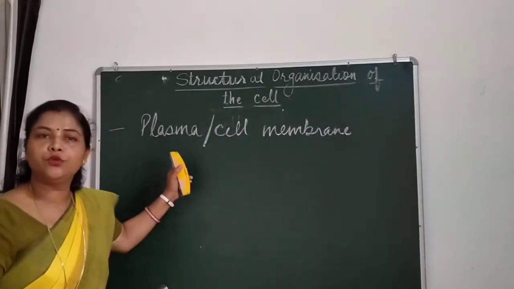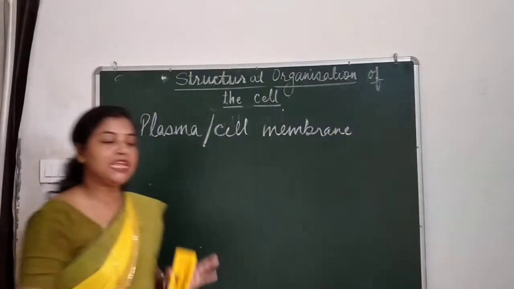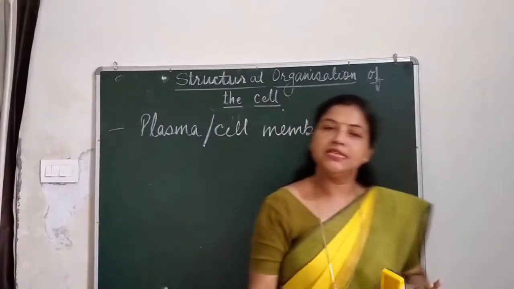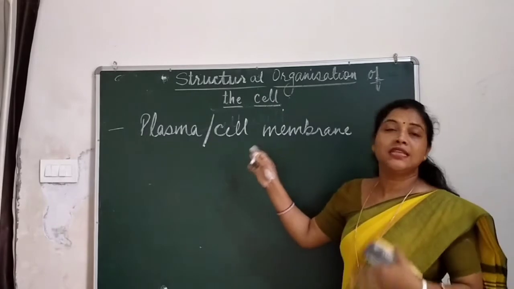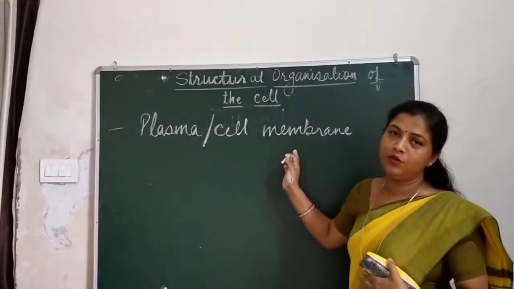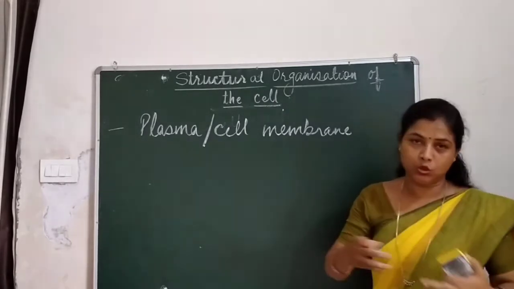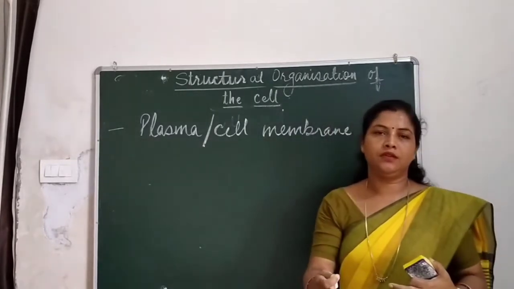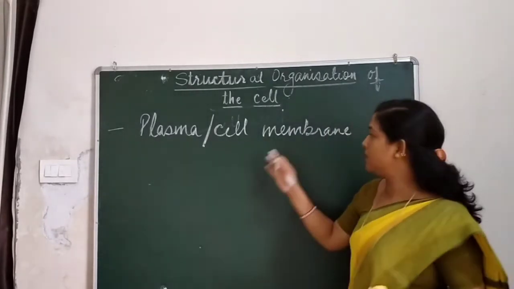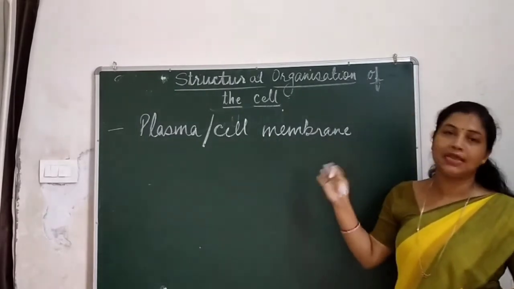This is the outermost covering, and it is a semi-permeable membrane. Semi-permeability means what? They allow selective substances to pass through, not all substances to get in or go out. Selected substances can pass through this plasma or cell membrane.